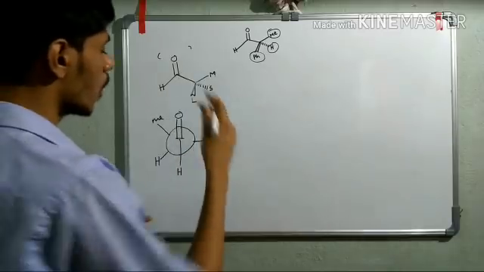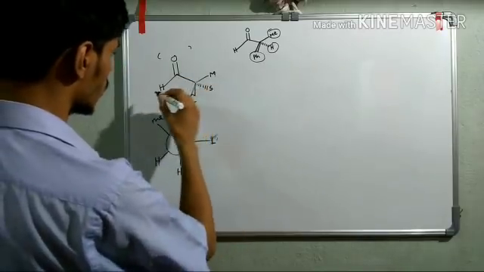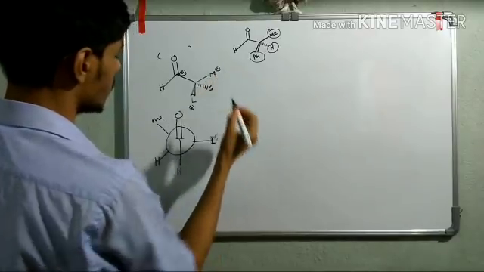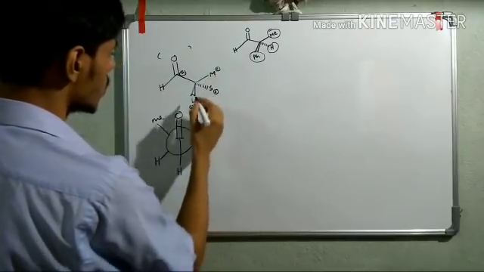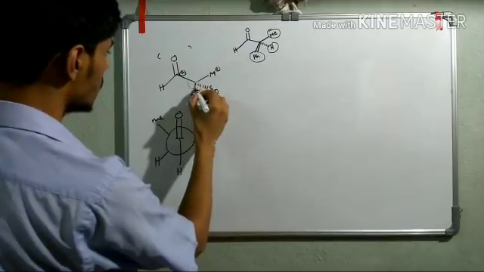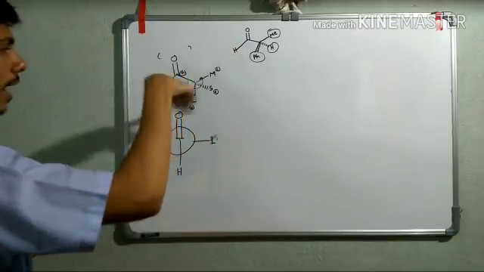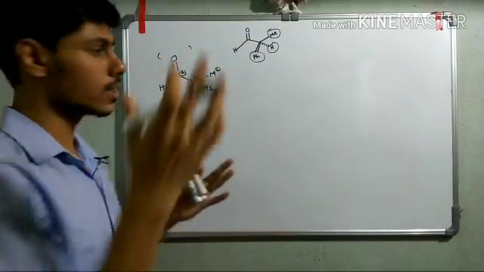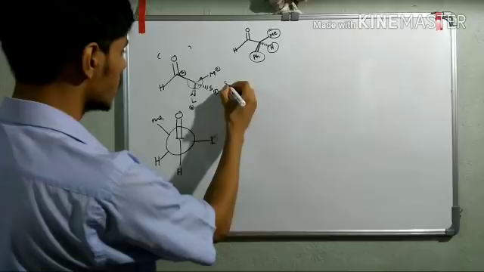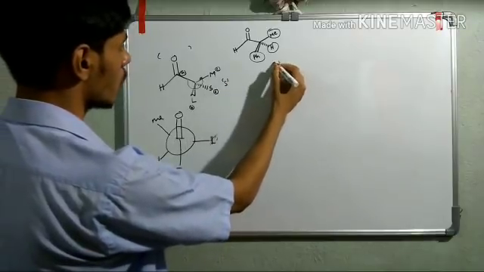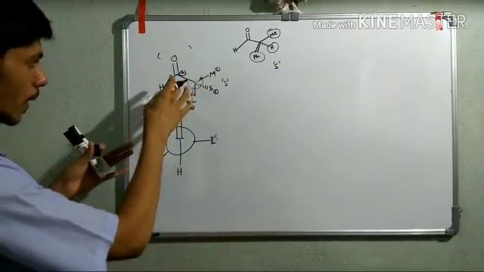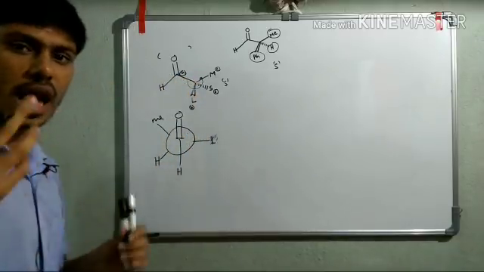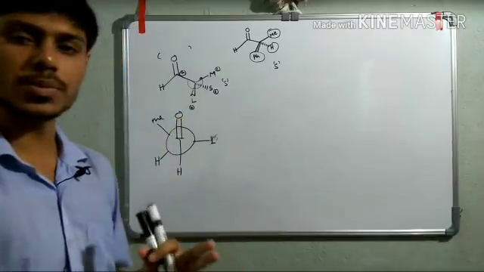Now you can assign the RS nomenclature for this compound. For example, we take this as A, then the large as B, the medium as C, and the small as D. So it will give you A, B, C. You can see this is anticlockwise, and the small group is distant from you, and that's why this will give you the S configuration. The same is true for this. While converting this flying wedge structure to this Newman projection, this RS relationship should be maintained.